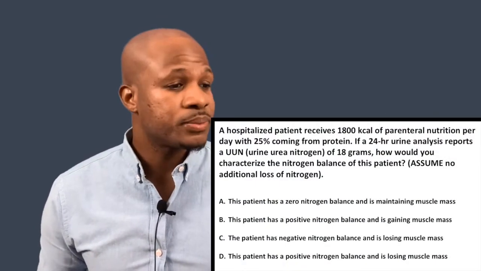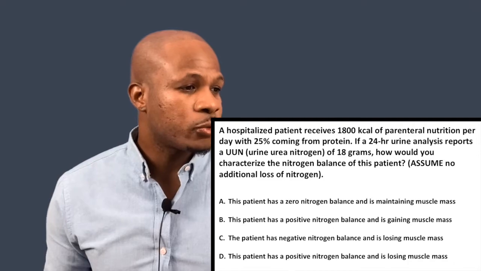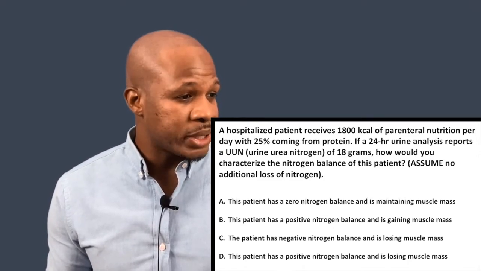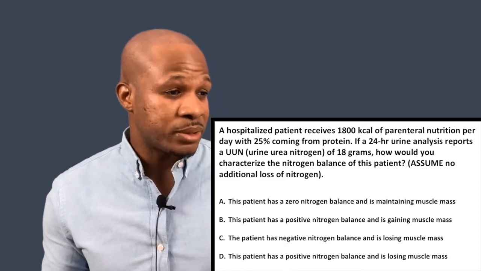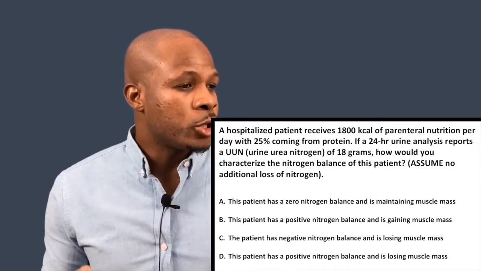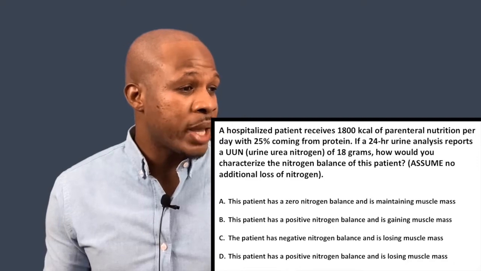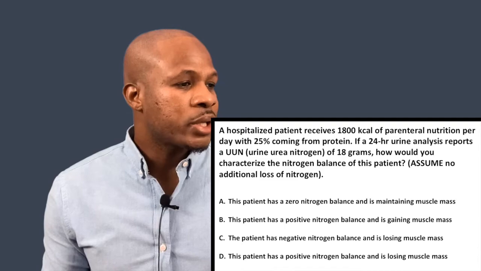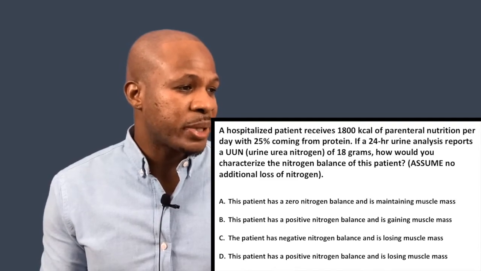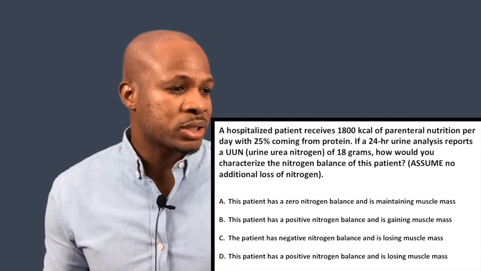Question number 1 states, a hospitalized patient receives 1,800 calories of parenteral nutrition per day, with 25% coming from protein. If a 24-hour urine analysis reports a UUN, urine urea nitrogen, of 18 grams, how would you characterize the nitrogen balance of this patient? Assume no additional loss of nitrogen.